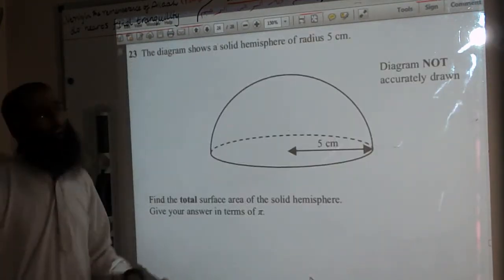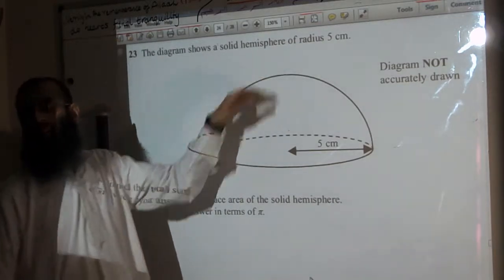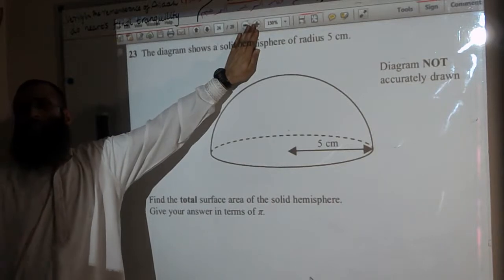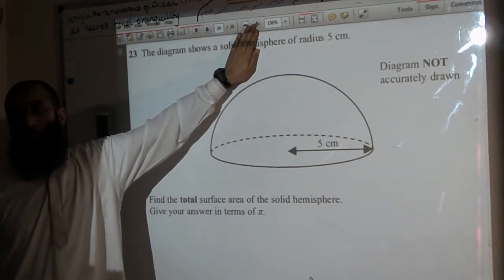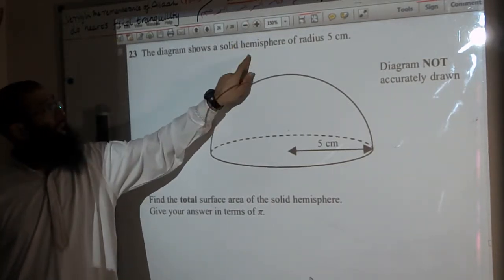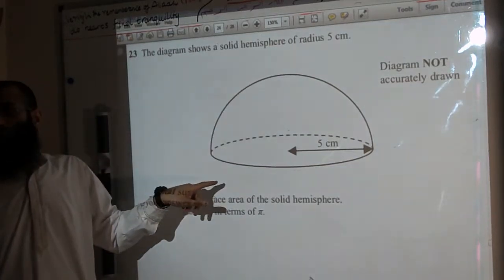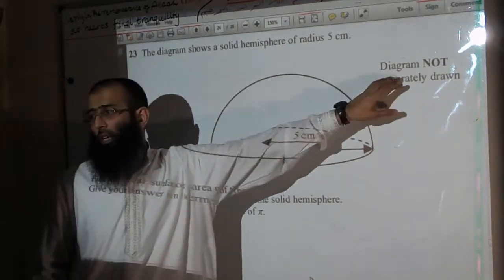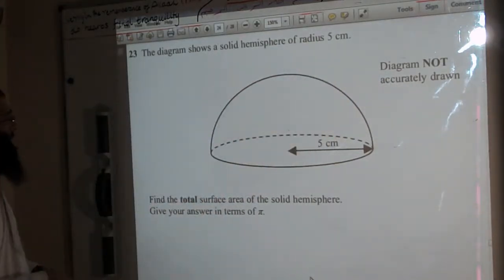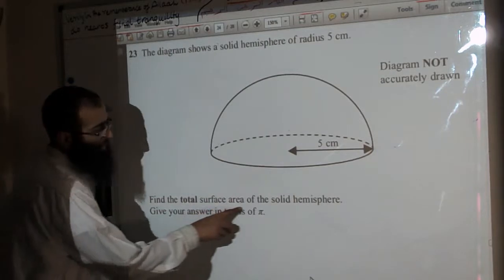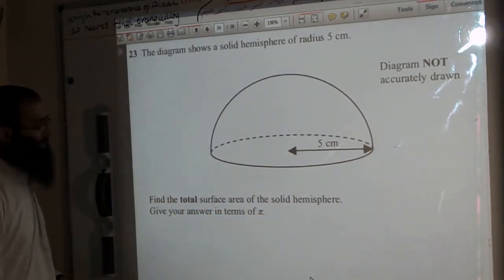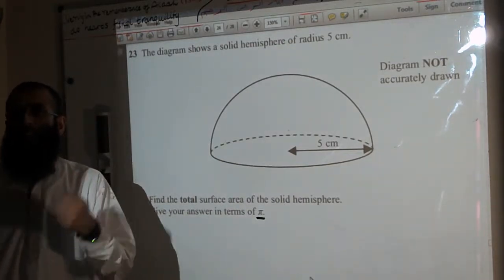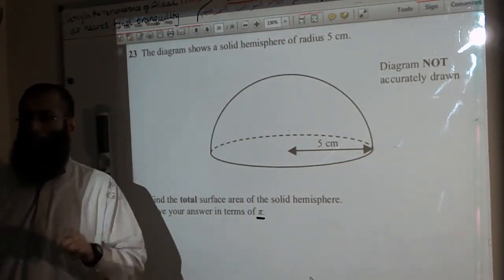Question number 23. The diagram shows a solid hemisphere. What is a sphere? A sphere is a ball, a 3D shaped ball. A hemisphere means half a ball, of radius 5 centimeters. Diagram not accurately drawn, so again, please don't start measuring. Find the total surface area of the solid hemisphere. Give your answer in terms of pi. That means you don't need to physically work out any numbers or start multiplying by 3.14.